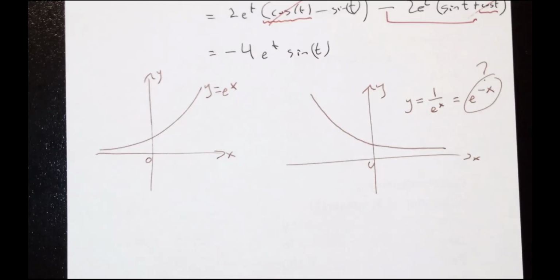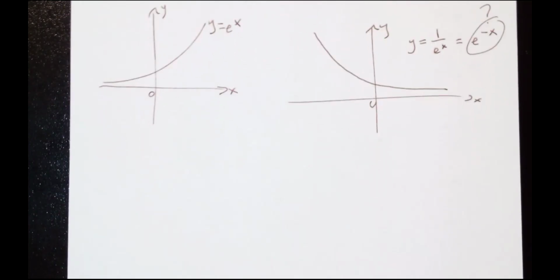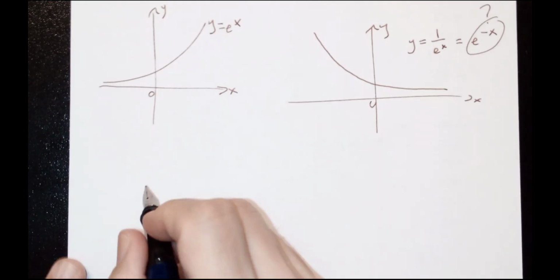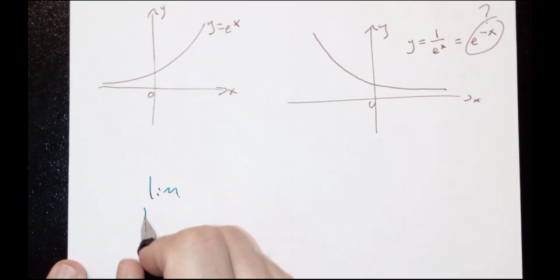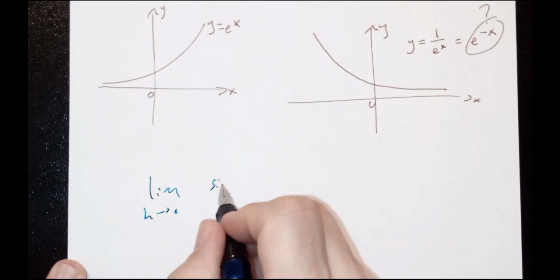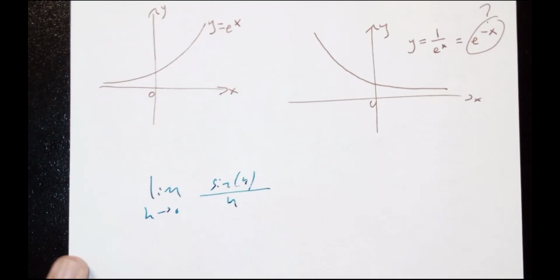Hold that thought, promise, I'll address that. That's actually a really important idea. But before I get to that, I'm reminded that we just did a limit. We did the limit as h went to 0 of sine of h over h, right? Well, this actually allows me to do some other indeterminate forms that we couldn't do before.